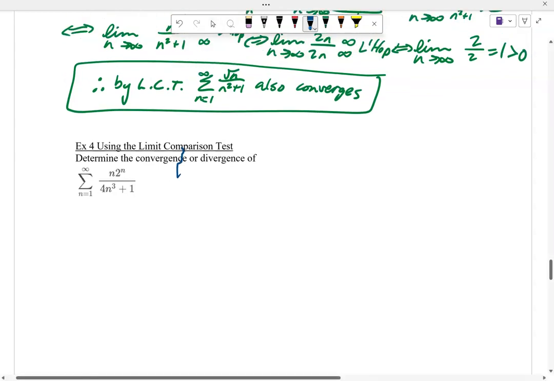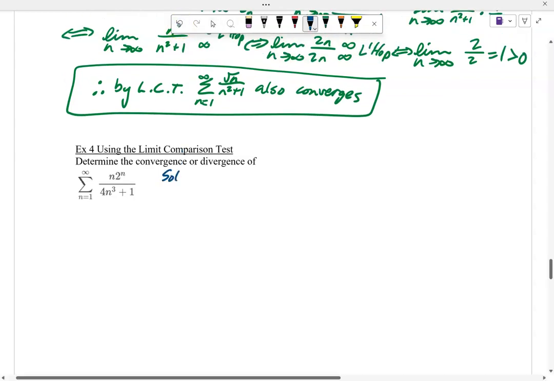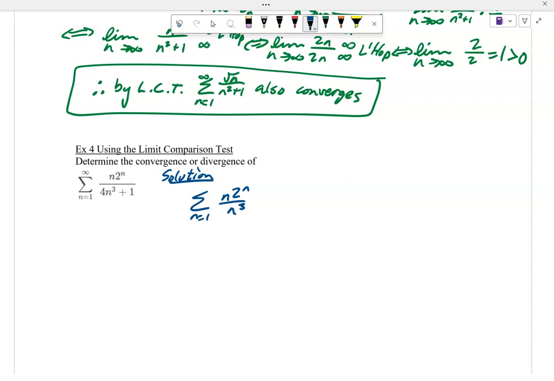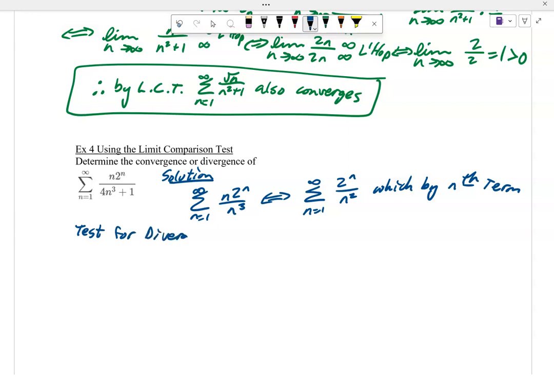So on this next one, our comparison would be with the series n 2 to the n over n cubed as our b sub n. In other words, see how one of those n's cancels? 2 to the n over n squared, which by nth term test for divergence, don't forget about that one.